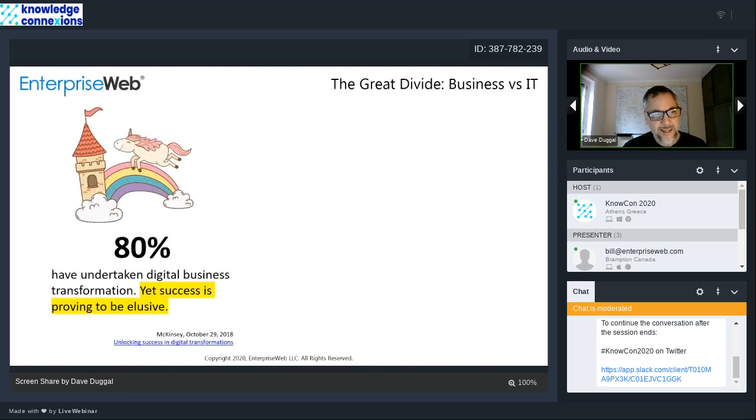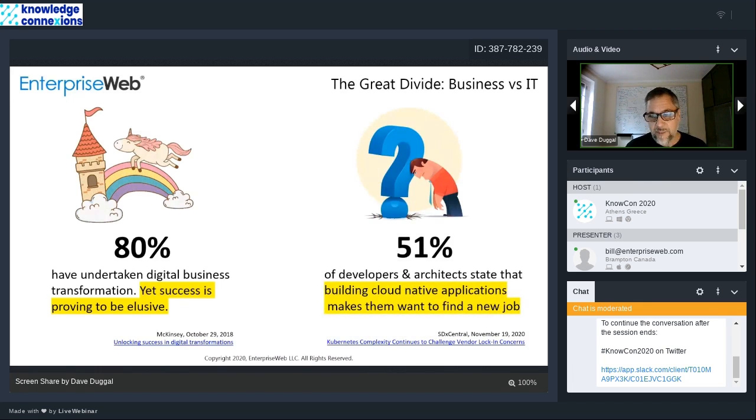As to the digital business, it's a very vague term, just like agile and all these other terms used in the IT industry, and it's been elusive. 80% of businesses want it, yet 51% of developers and architects that work on digital business transformation say they want another job. That's a pretty astounding statistic. That's from November 19th of this year, so a week or so ago. Half of developers tasked with actually achieving this digital business are going crazy. They need help. They need better abstractions. They need better tooling to make their job easy.